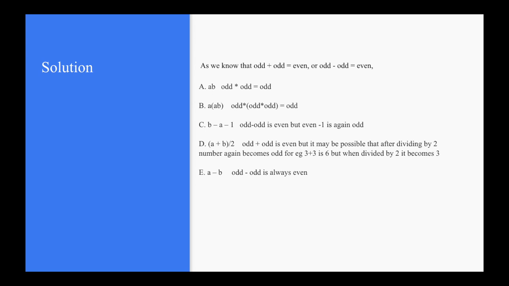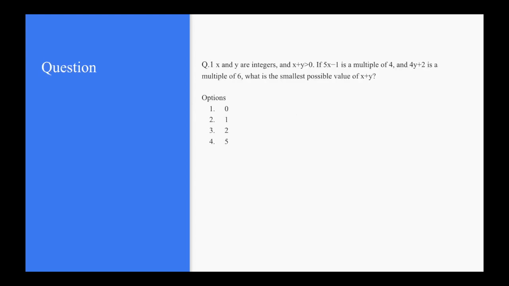Now, coming to the next question. The question says x and y are integers and x plus y is greater than 0. If 5x minus 1 is a multiple of 4 and 4y plus 2 is a multiple of 6, then what is the smallest possible value of x plus y? Again, I would be giving you approximately 1.5 minutes to sort out this question, and after 1.5 minutes, we will discuss and try to get the answer for this.